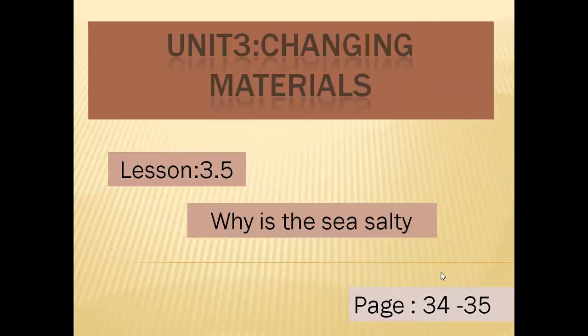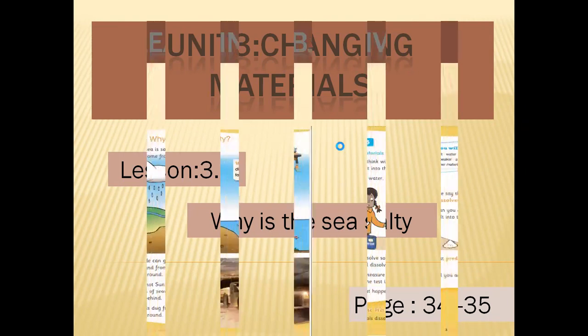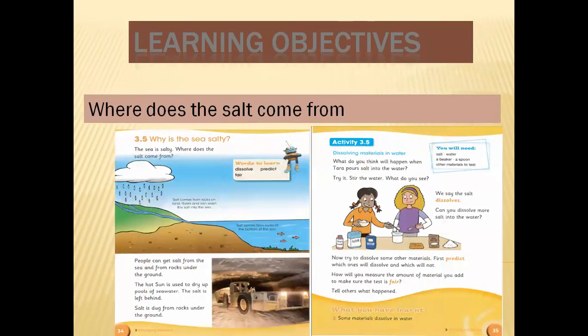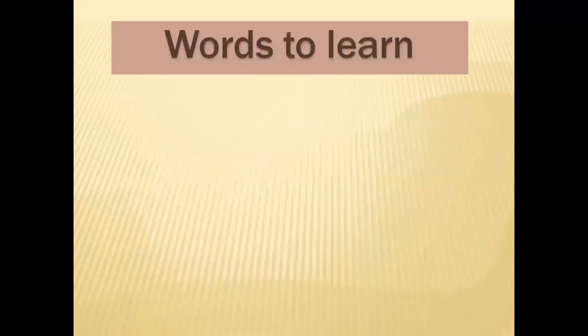Page number 34 and 35 of your Science Learners book. So hurry up, open your Science Learners book, page number 34, 35. The name of the lesson is Why is the Sea Salty? So in this lesson, we are going to learn where the salt comes from to the sea. That's why the water of the sea is salty.